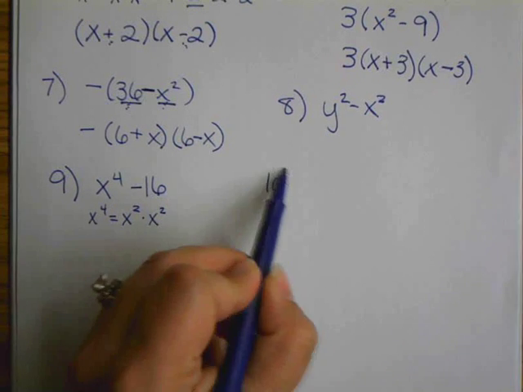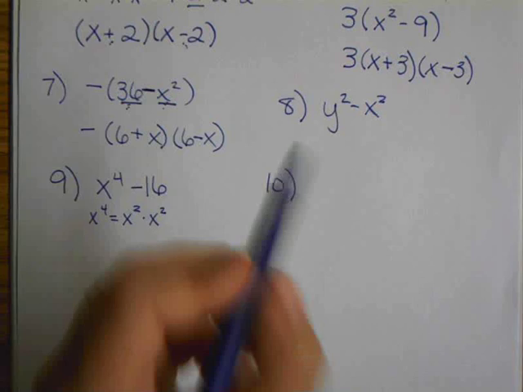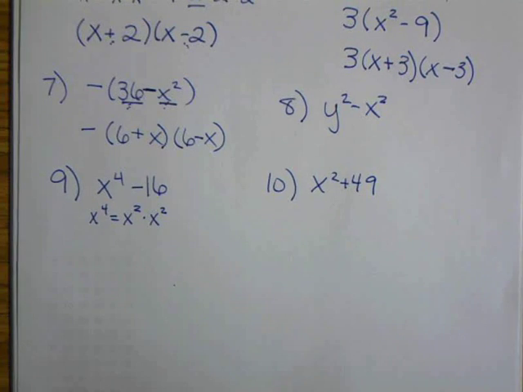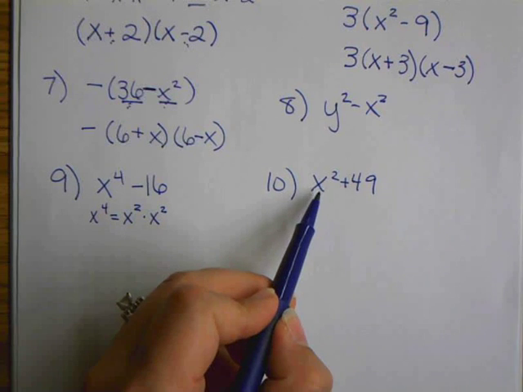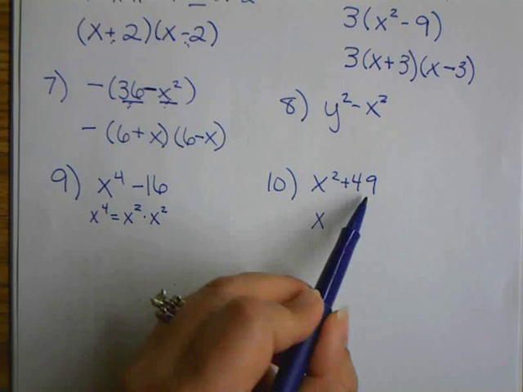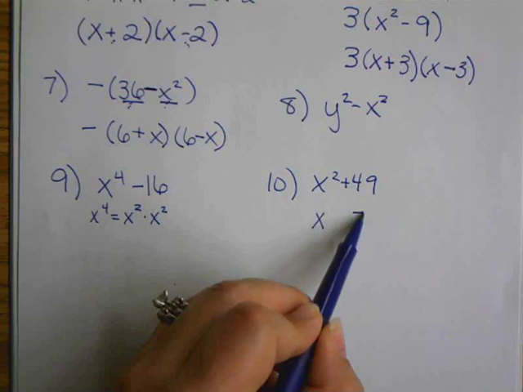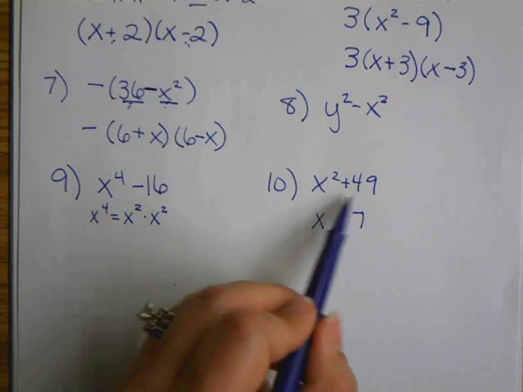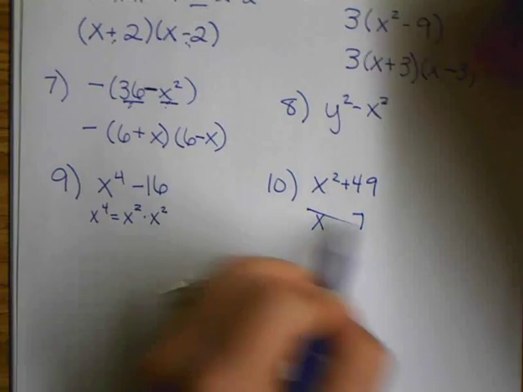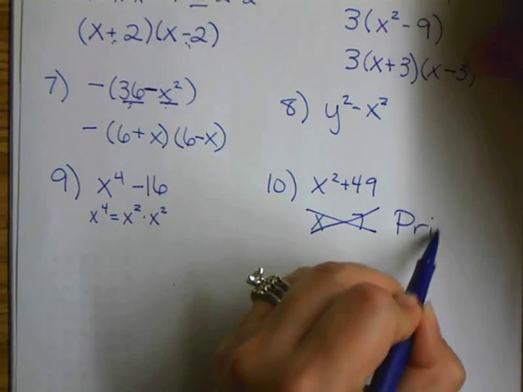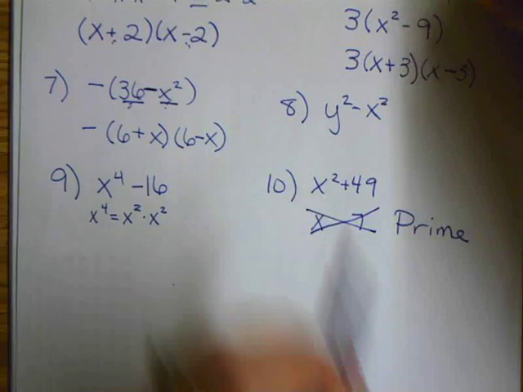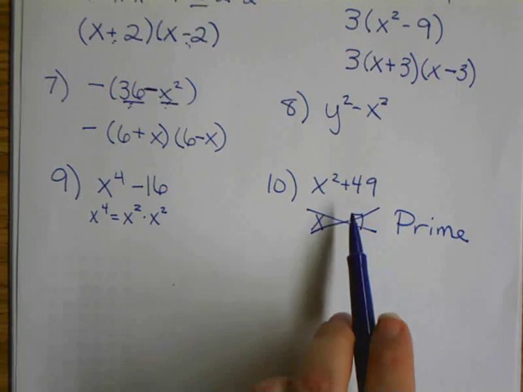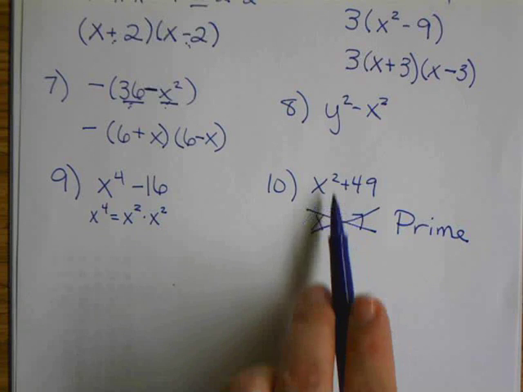And then the last one that I want to look at is x squared plus 49. Is this a difference of squares? Well, x squared, yes, I can square root that, and I can square root the 49, but is it a difference? No, this is a plus sign, so it's not a difference, so this is actually prime. Sum of squares don't factor. There's nothing I can do to factor that. That is a sum of squares.